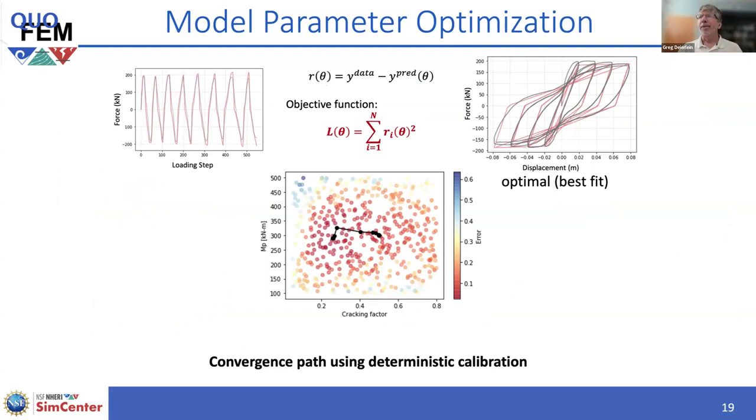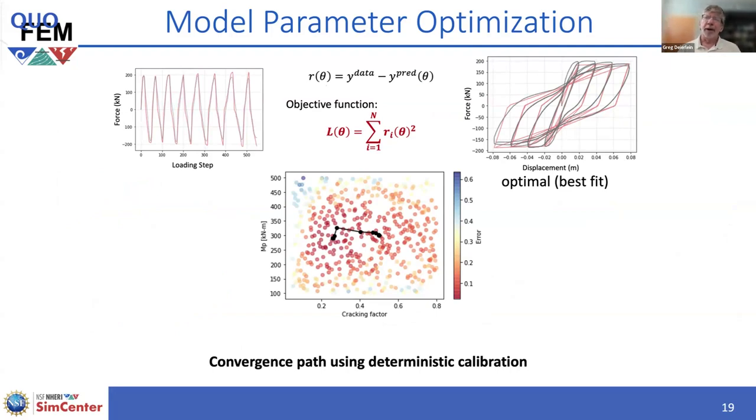We have the load displacement response shown on the right, and there's a fixed displacement loading protocol. So the error is going to be measured relative to the forces over time. That sets up our objective function, and basically, we want to minimize the error there.